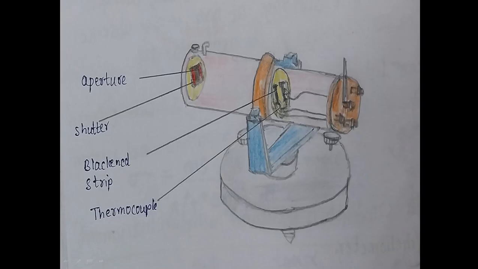Okay. So this is another simple picture of what the inside of a pyrheliometer will look like. There is an aperture and there are two shutters to open and close the aperture. Then there are two blackened platinum strips. They are identical. Then a thermocouple is connected. I have not shown it in detail. So this is a simple picture. This is a long hollow blackened tube. There is a lens here. I have not shown it here.